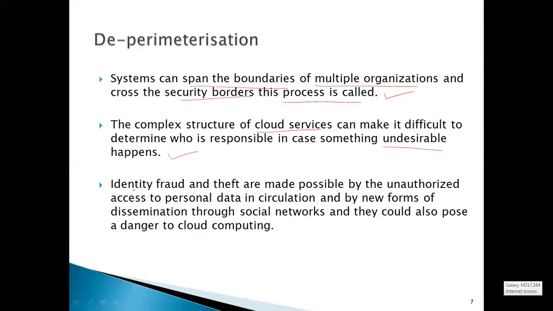Next, identity fraud and theft are made possible by unauthorized access. Because of the unauthorized access, we may lose personal data. They can steal our data, and that data is then in circulation, and new forms of dissemination through social networks could also pose a danger to cloud computing. So whatever data we lose can be disseminated through social networks. This is also one of the issues in cloud computing.